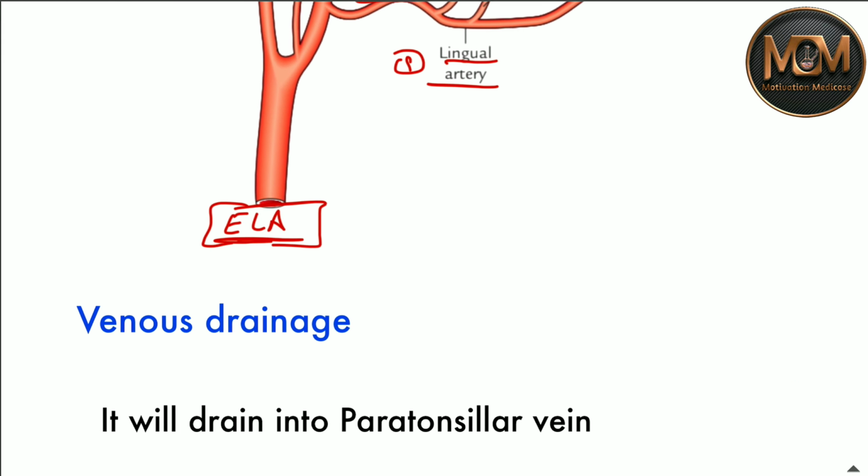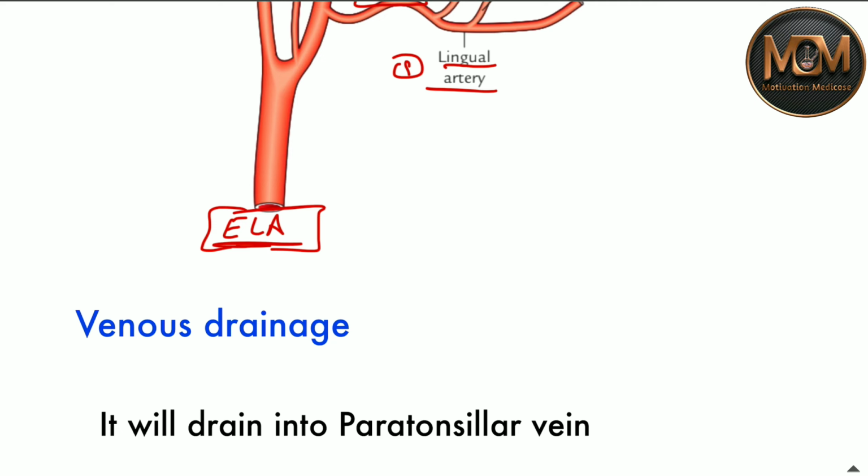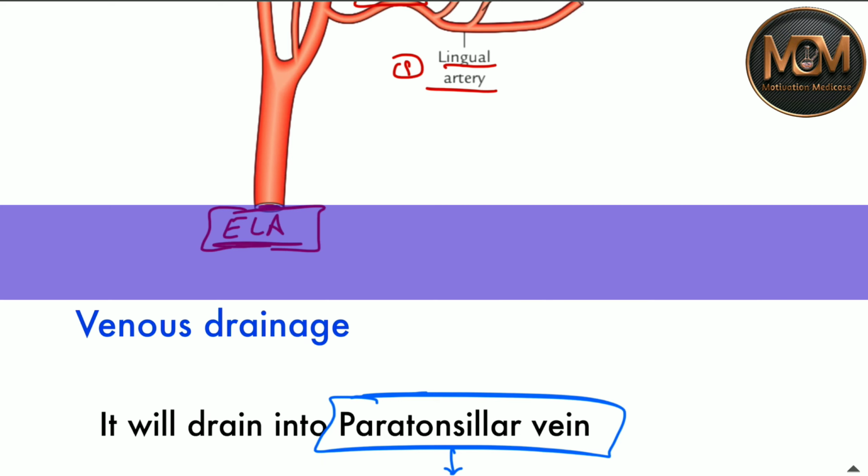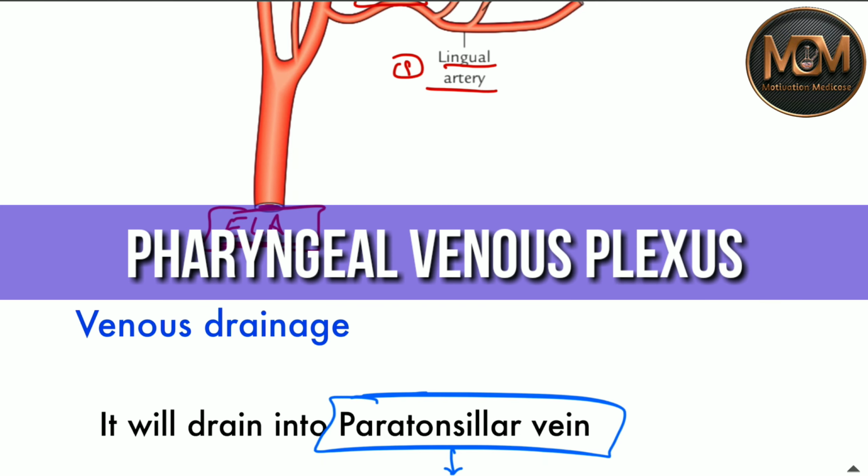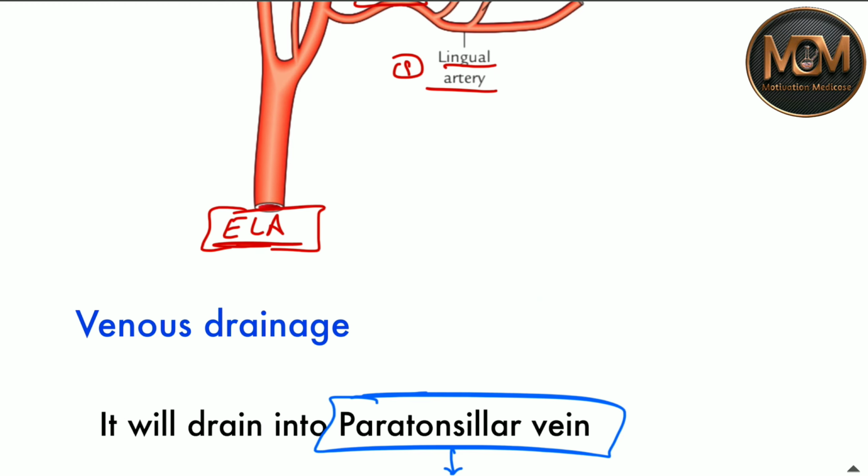Now, last but not the least is the venous drainage of the tonsil. It will drain into the paratonsillar vein. This paratonsillar vein descends from the soft palate and ultimately drains into the pharyngeal venous plexus. So basically it drains into the paratonsillar vein, and passing through the soft palate it drains into the pharyngeal venous plexus.